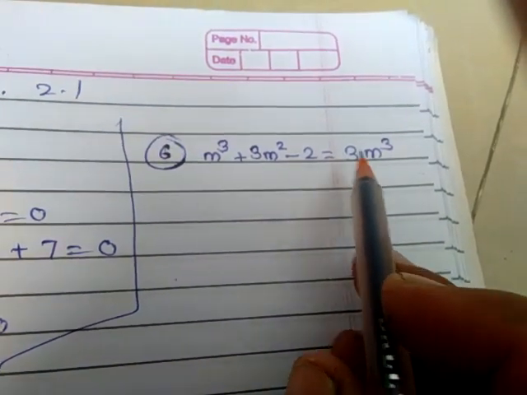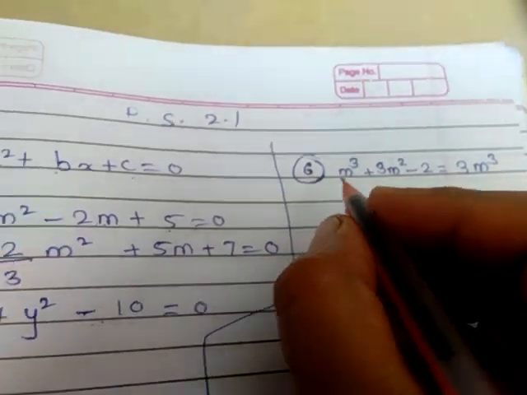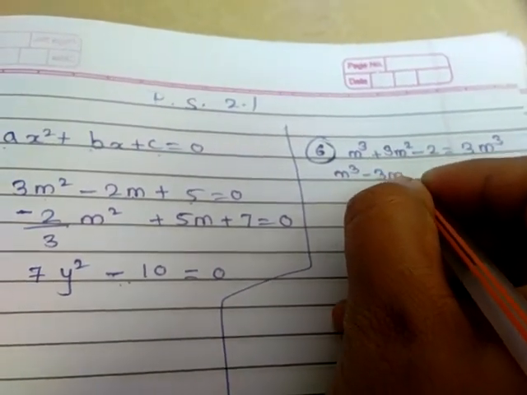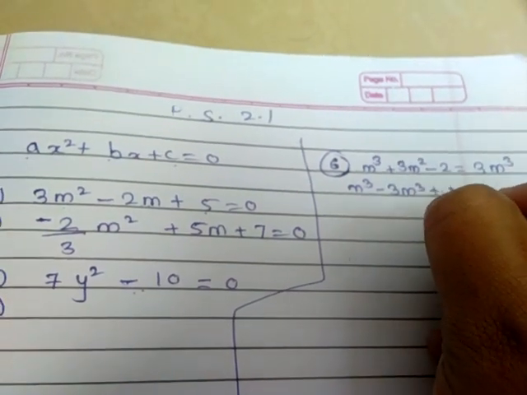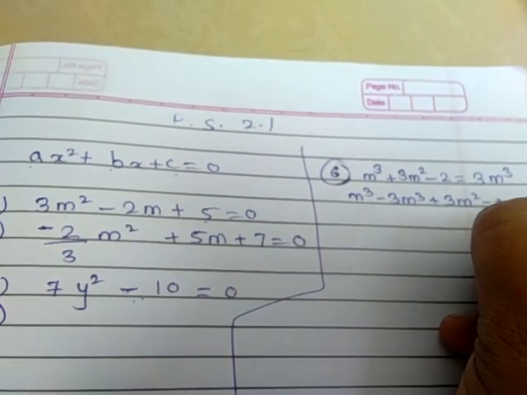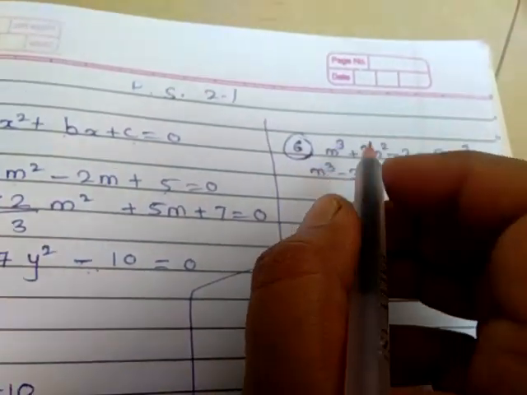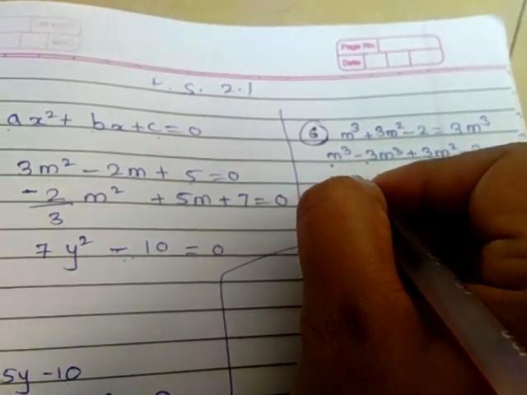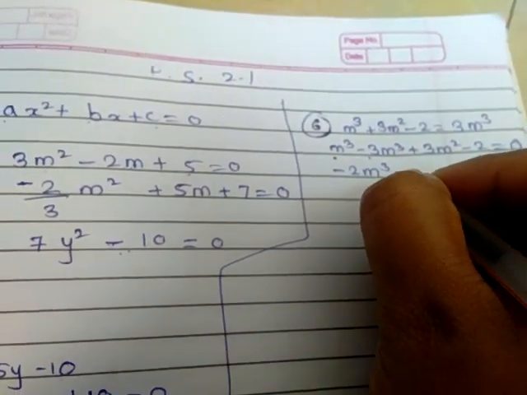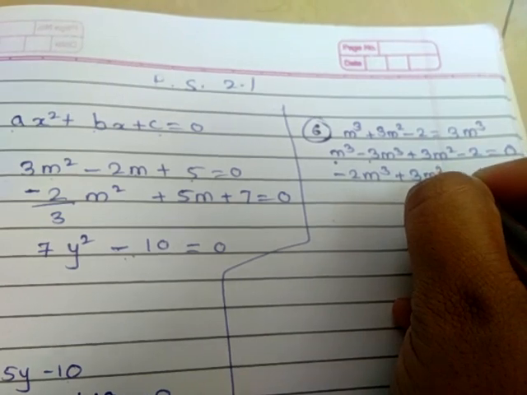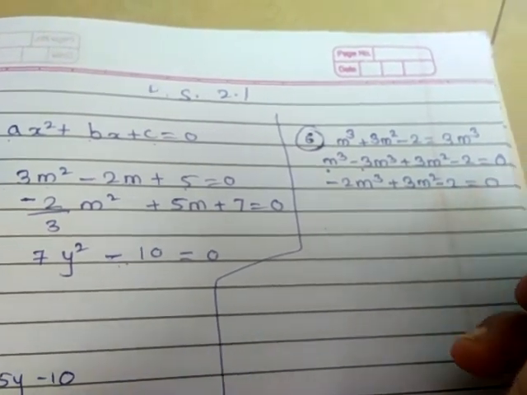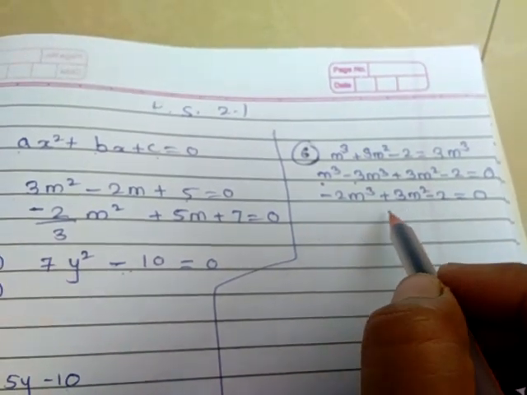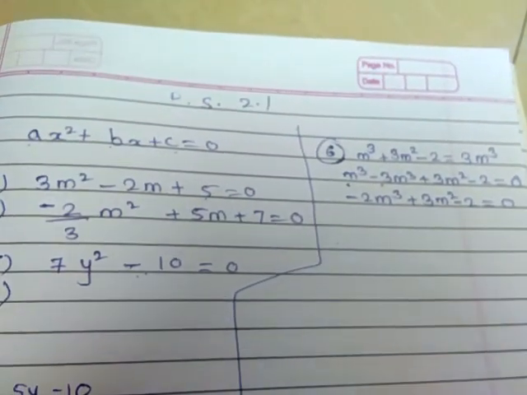Now take this 3m cube on left hand side. m cube minus 3m cube plus 3m square minus 2 is equals to 0. m cube minus 3m cube becomes minus 2m cube plus 3m square minus 2 is equals to 0. Now the highest degree of this equation is 3, that's why we can say it is not a quadratic equation.